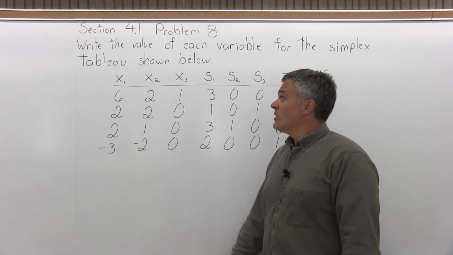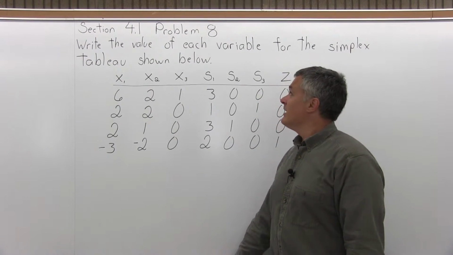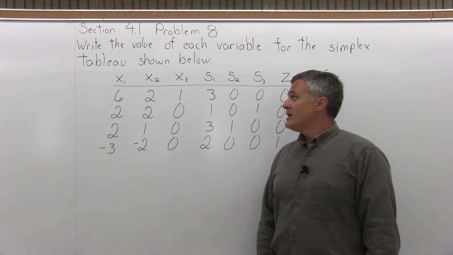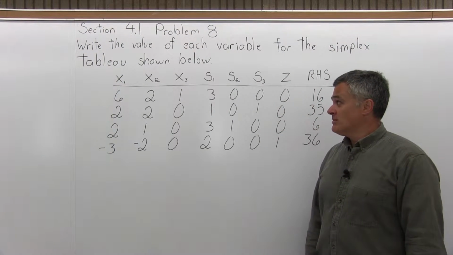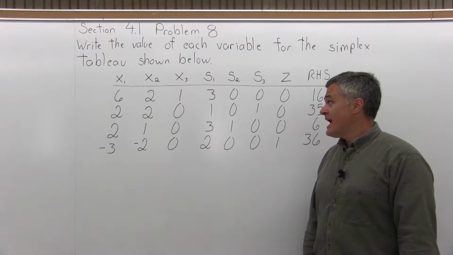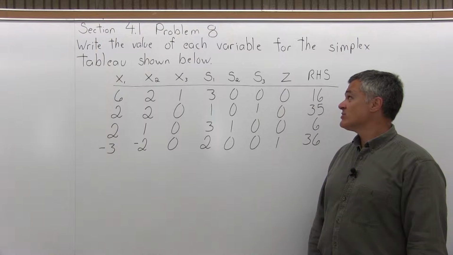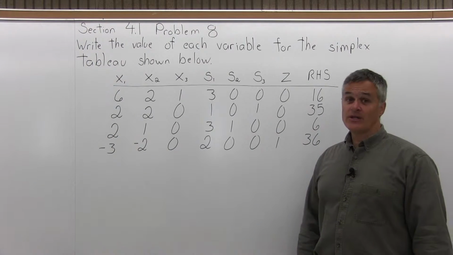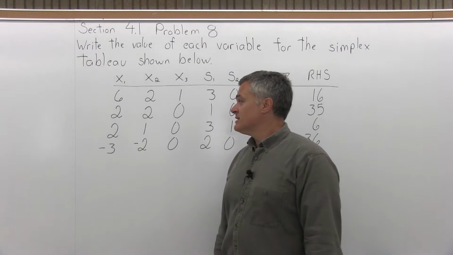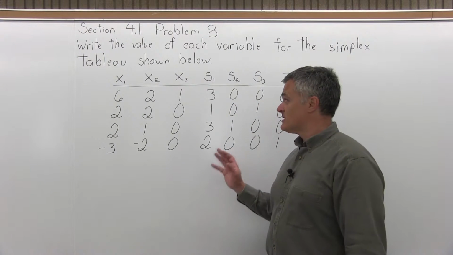This is Section 4.1, Problem 8. It says, write the value of each variable for the simplex tableau shown below. And you have a simplex tableau with the following columns: x1, x2, x3, s1, s2, s3, z, and RHS, which stands for right-hand side. And then you have 4 rows in this simplex tableau.